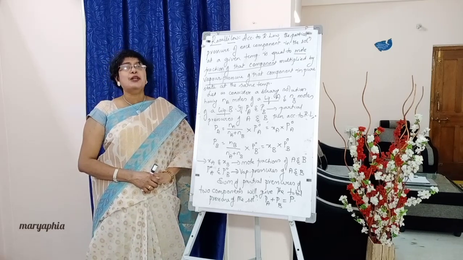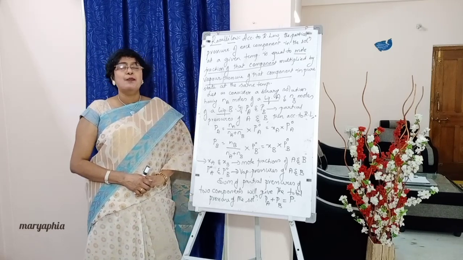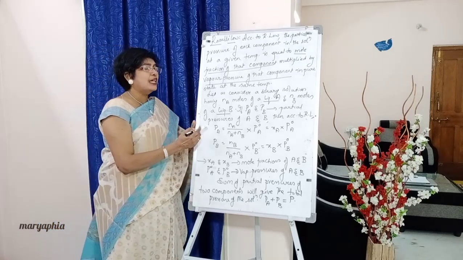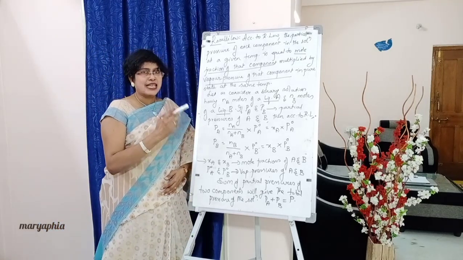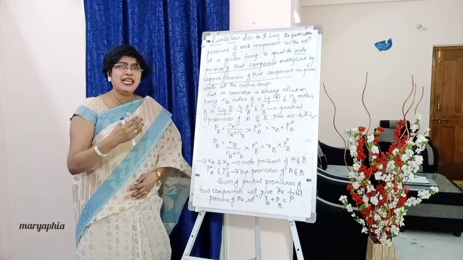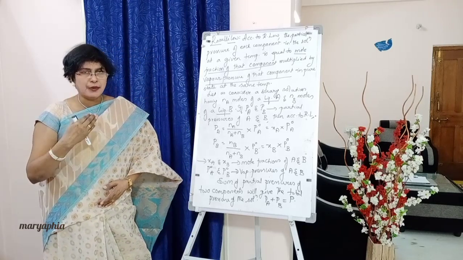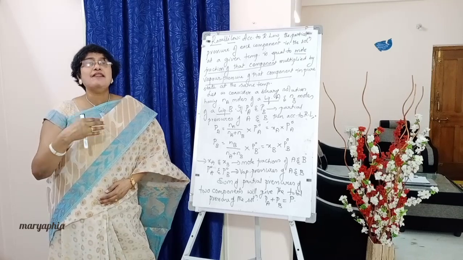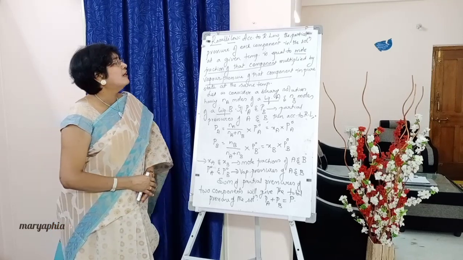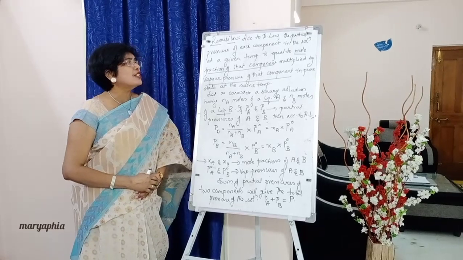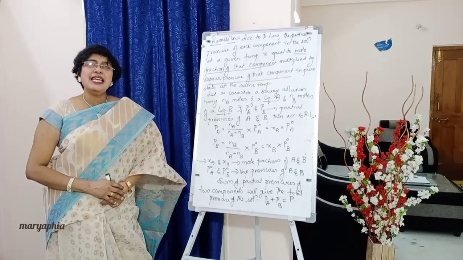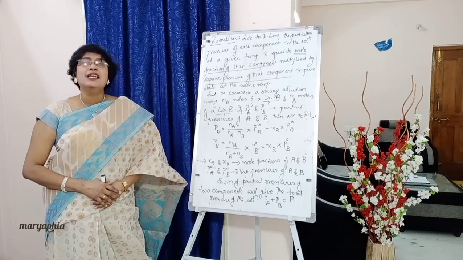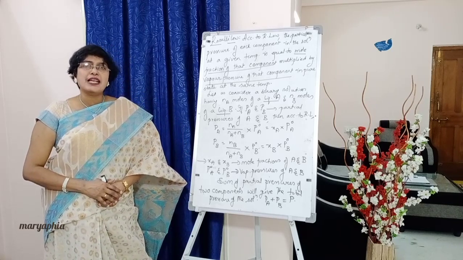Now look at the statement of Raoult's law again: partial pressure of each component. So in the data given here, is partial pressure given? Yes. Pa is the partial pressure of A, Pb is the partial pressure of B. Now suppose we take the partial pressure of A, it will be equal to mole fraction of that component. So Pa will be equal to mole fraction of A multiplied by vapor pressure of A.